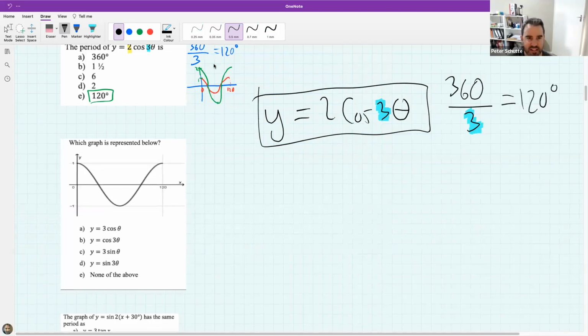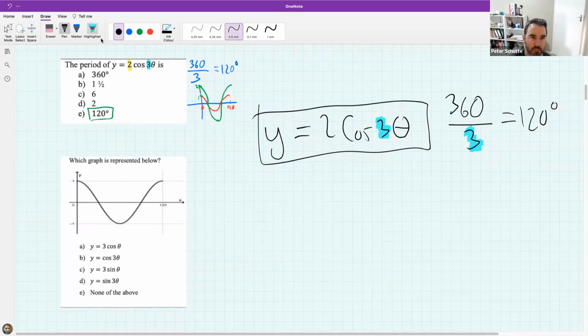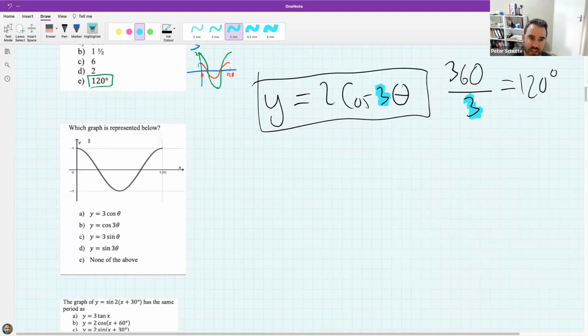The drawing I did, that was just extra me explaining. It wasn't part of the question because the question said period. They want the period of the graph. Now, what's different in this question is I'm given the graph. I need to work out what the period is, and I guess connect it to this. I think the period of this graph is 120.